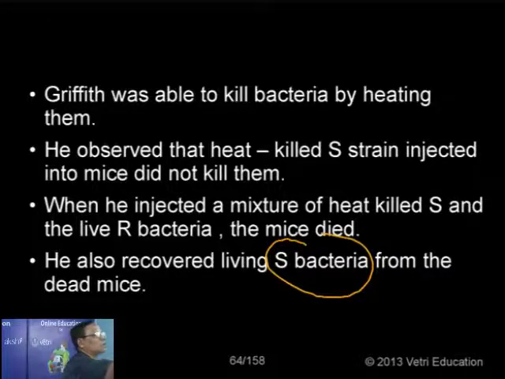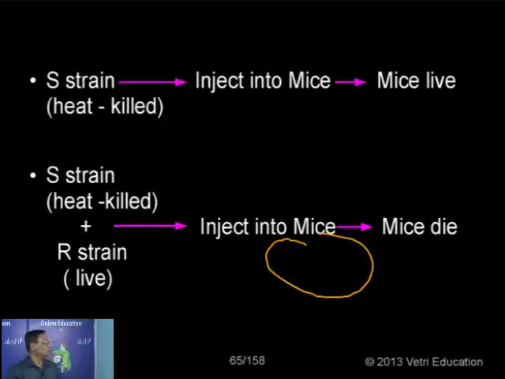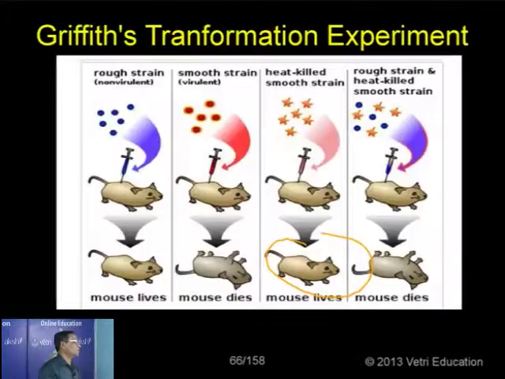Now, what was the conclusion? You see that when the S strain is injected into the body of mice, the mice die. When the heat killed S strain is injected along with the R strain, the living cell, what will happen? The mice die. The reason for that is the transformation principle. So the following conclusions have been made.